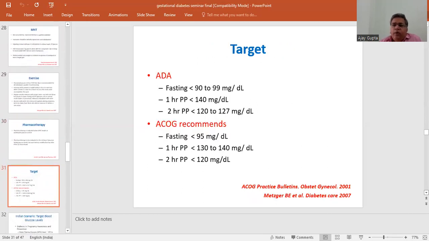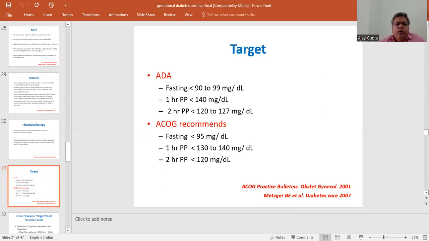So the majority of the population, if dietary recommendation fails to achieve good glycemic control, which is usually the case in the GDM population, they require pharmacotherapy. Now, what are the target glucose levels in GDM? According to the American Diabetes Association, the fasting plasma glucose level should be maintained between 90 to 99 milligram per deciliter, the 1 hour postprandial level should be less than 140 milligram per deciliter, and the 2 hour postprandial glucose level should be less than 120 to 127 milligram per deciliter.